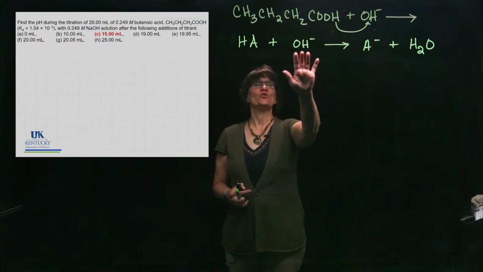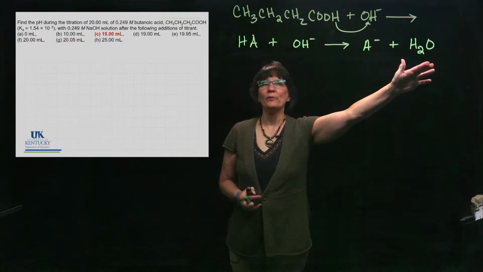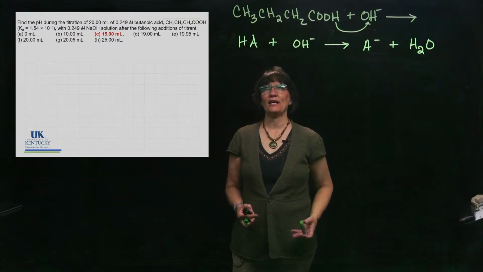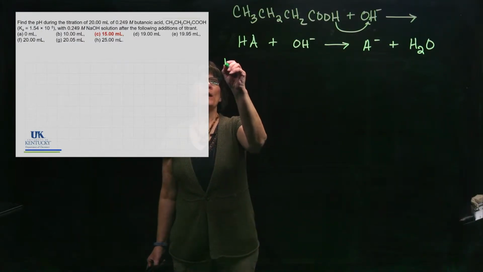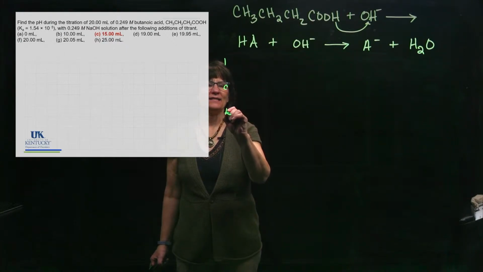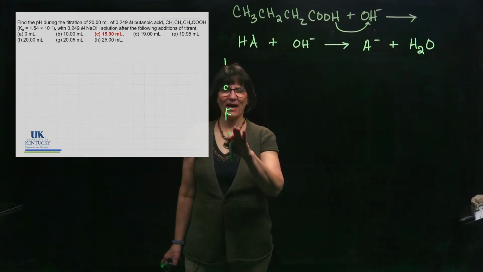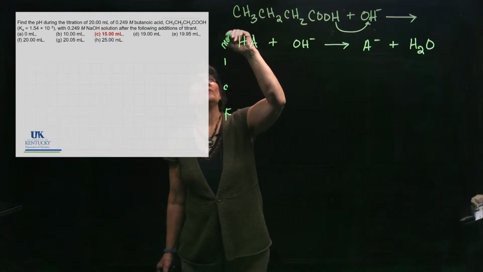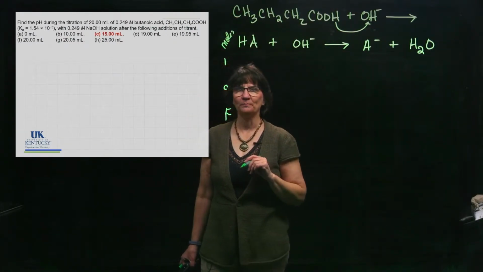Weak acid, strong base, one-way reaction. Notice I left the sodium out because that's just a spectator ion. As a one-way reaction, I use something called an ICF table, okay? F stands for final, where we put in moles, which is a way of doing a limiting reactant problem.